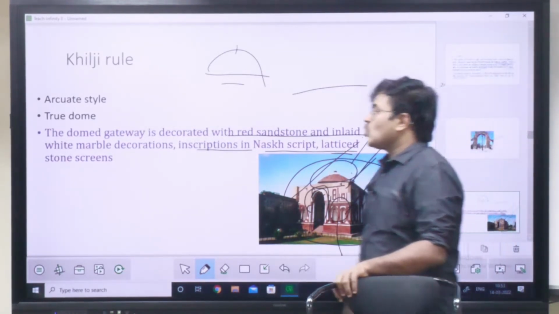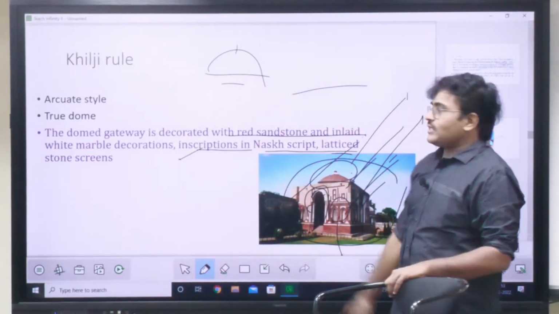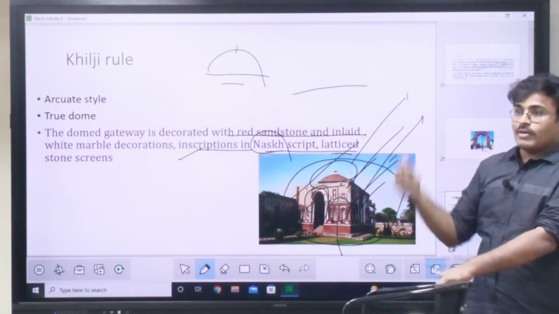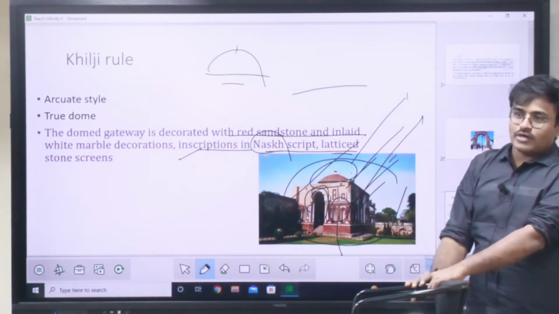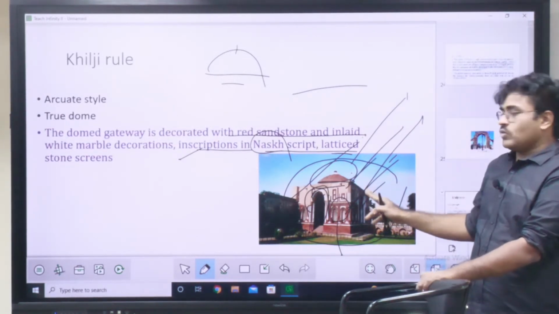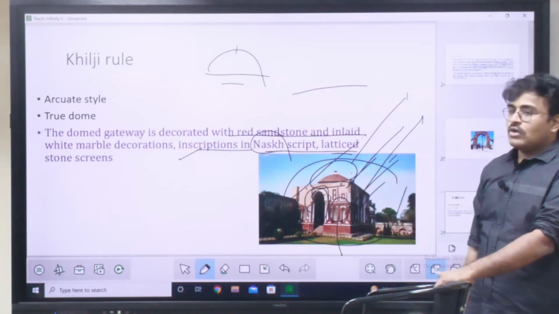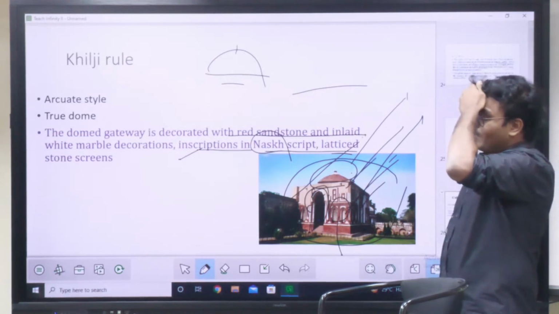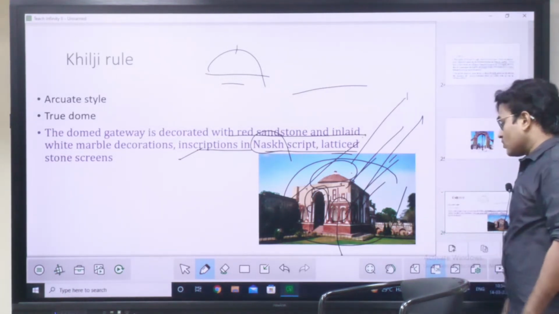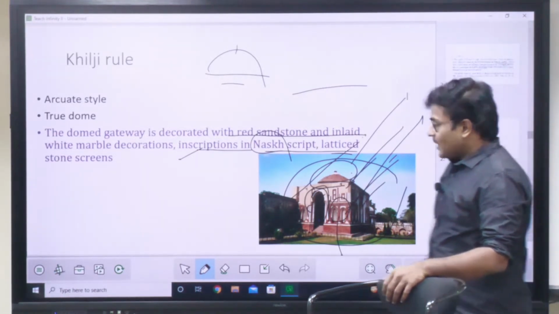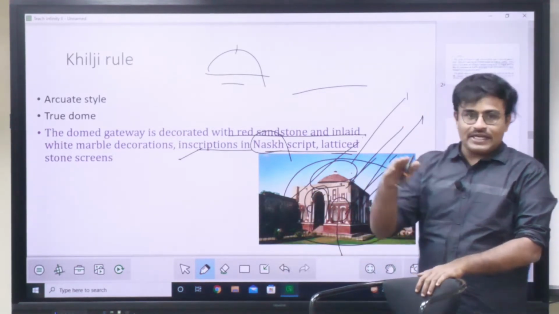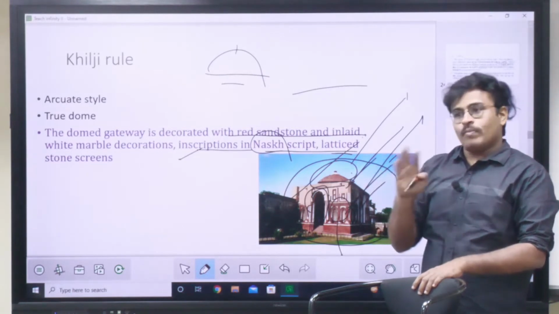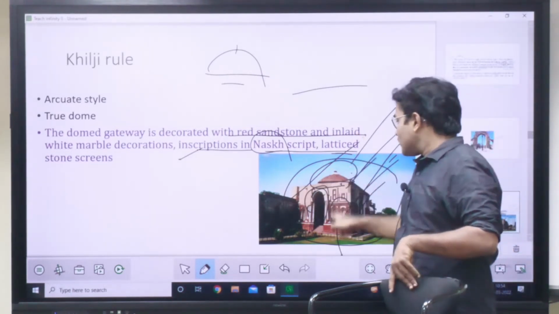Latticed stone screens are present. Just remember that Nasak means calligraphy. You don't need to remember which place, what kind of calligraphy is used, not required. But 3 kinds of stones, you write it down: yellow sandstone, red sandstone, and white marble. So are you understanding this Darwaja concept? It is an entrance gateway through which you can enter into a structure. In 4 directions there will be openings, and on 4 sides you have this kind of arches.